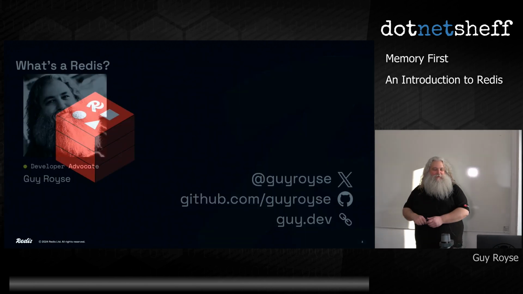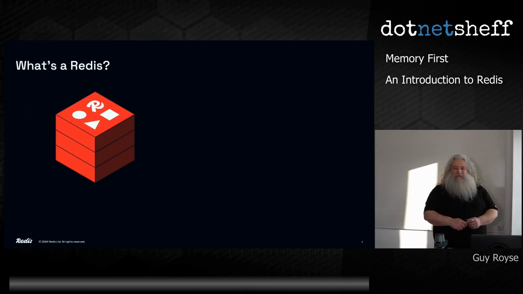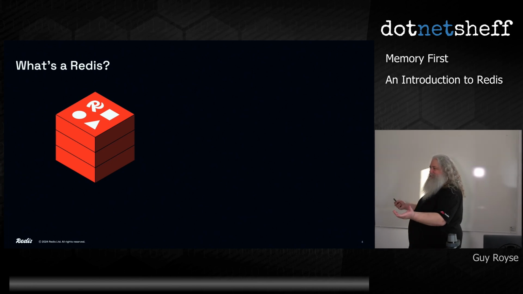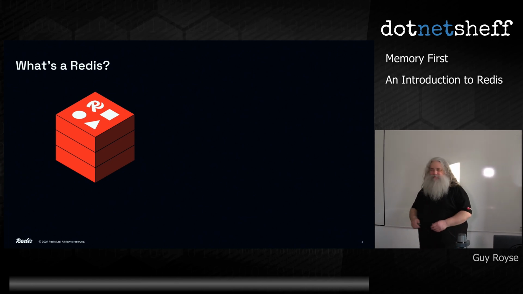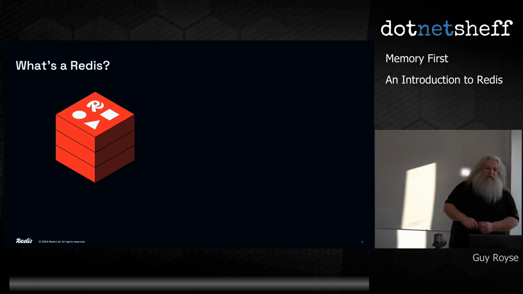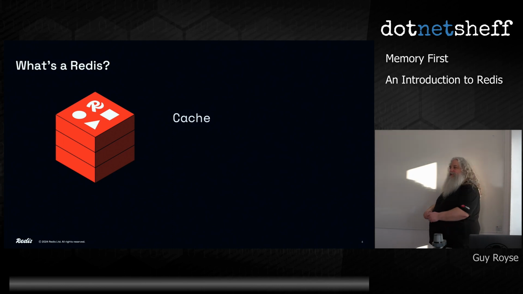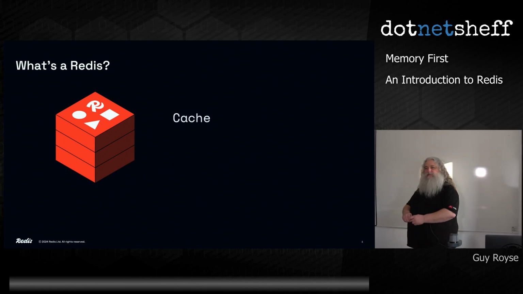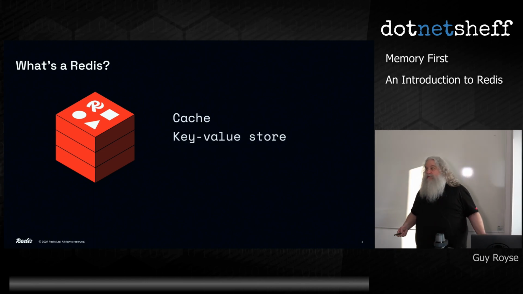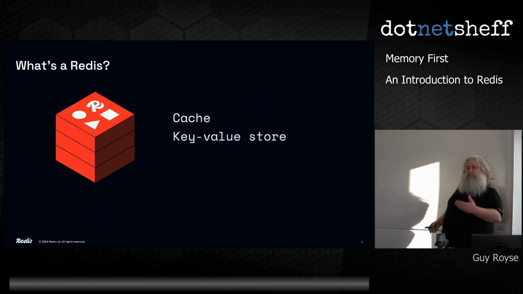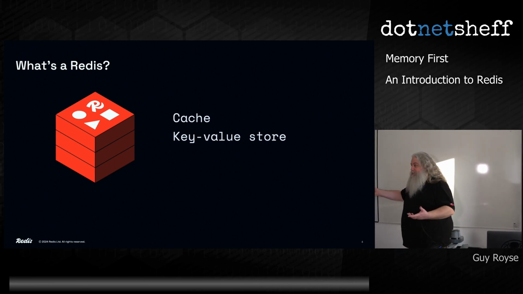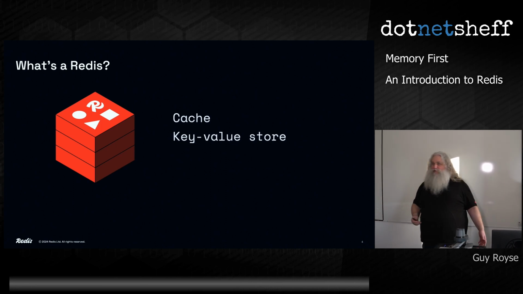So, enough about me. Let's talk about Redis. I like to say, what's a Redis? Redis is a product. It actually stands for Remote Dictionary Server. There's a little bit of trivia for you. Redis is often used as a cache. So when you ask this question, people say it's a cache. I use it as a cache. It's a key value store. This means that I put things in keys, just named keys, and get the values out. It's like a giant hash table or a giant collection.